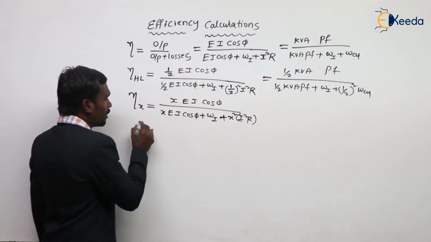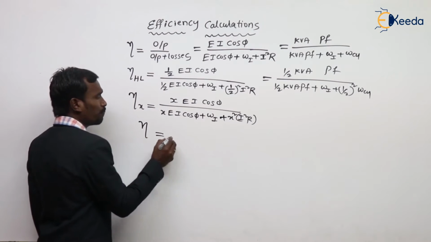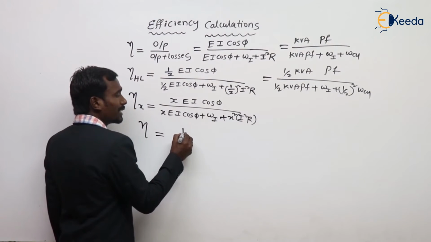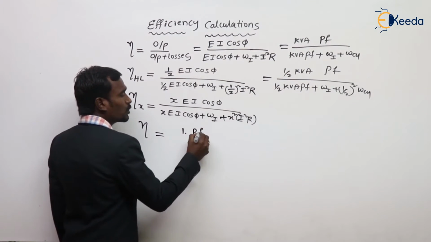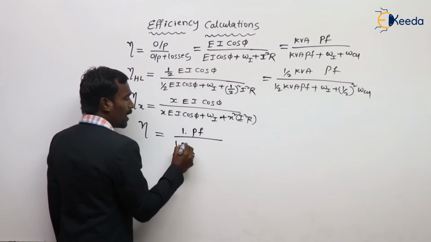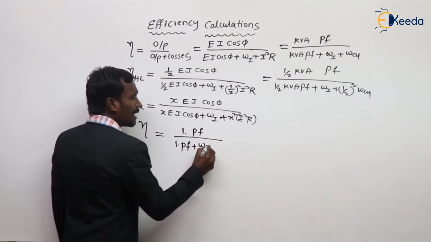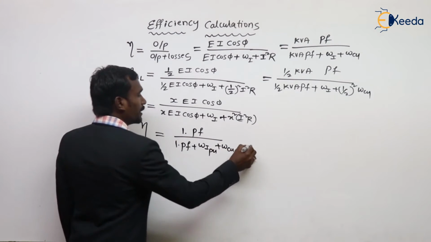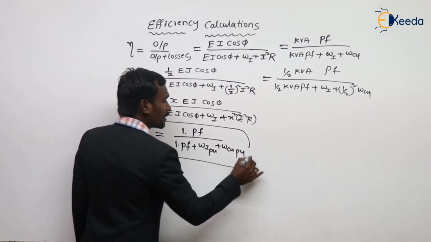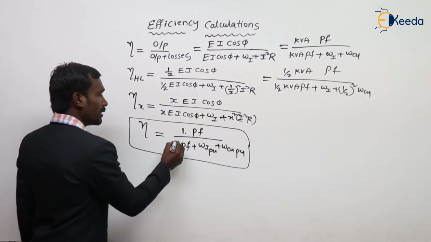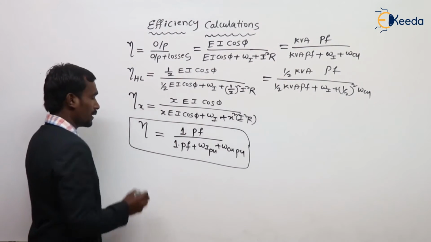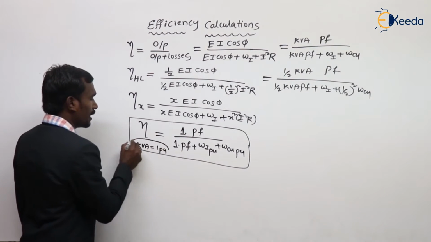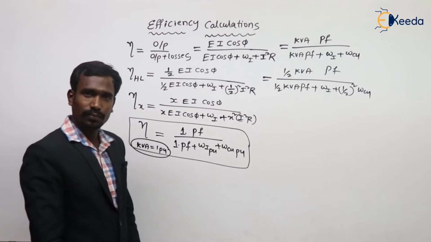For example, I want efficiency in terms of per unit values. For per unit values, the kVA is 1. So efficiency is 1 into power factor by 1 into power factor plus iron losses per unit plus copper losses per unit. This is the efficiency in per unit, because the kVA is taken as 1 per unit.